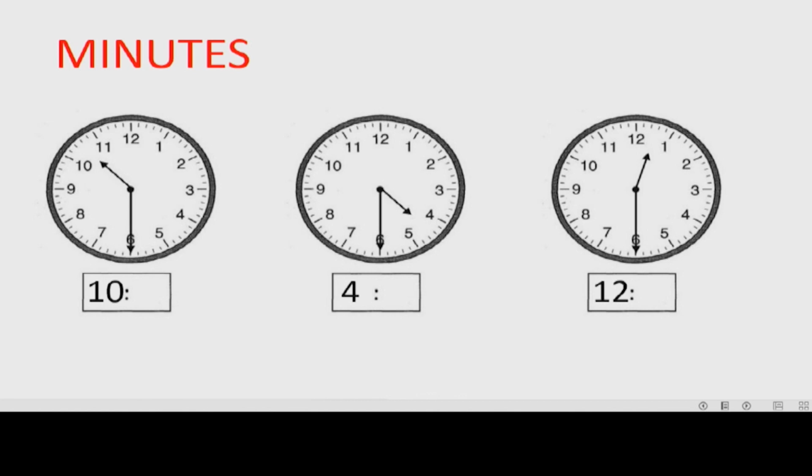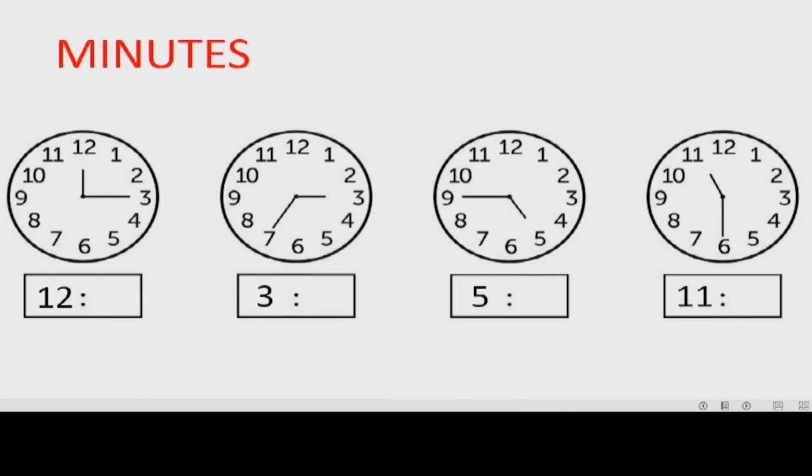Does anybody remember 10:30, 4:30, 12:30? Or we can say, do you remember from the last lesson? 30 minutes, half past. So 10:30, 4:30, 12:30.